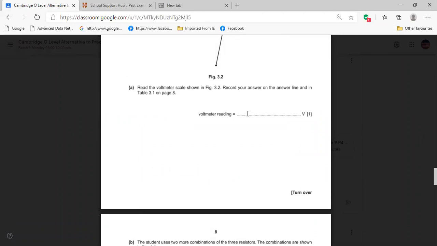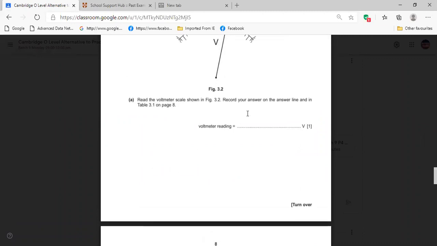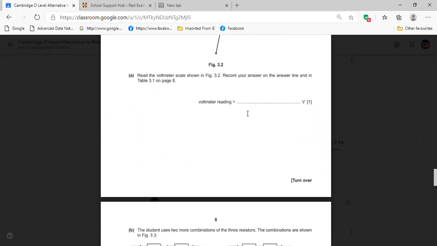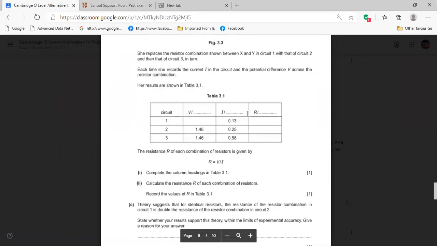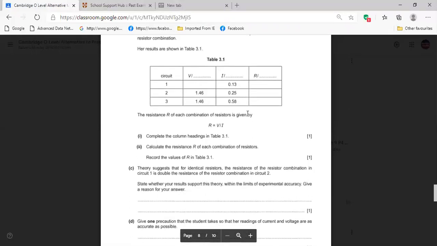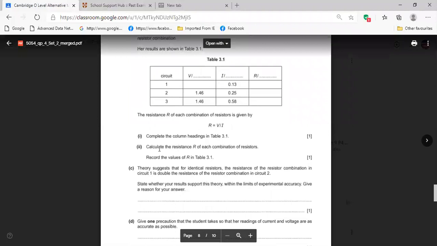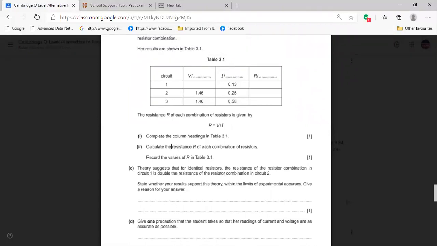Voltmeter reading, what did you get? Voltmeter reading, Abir and Tamjid. 1.48 volts. Tamjid also, right? I got 1.48. Both of you got 1.48, and Ifaz also got 1.48. So Ifaz, this part is done, right? Record the values of R in table 3.1. So what value of R did you get? You have to record them in the table.